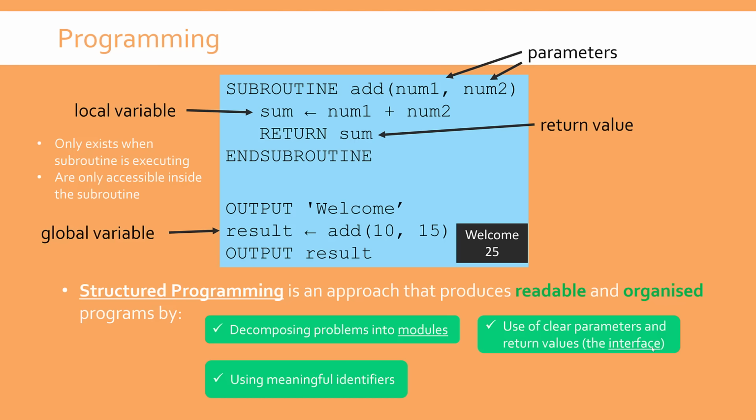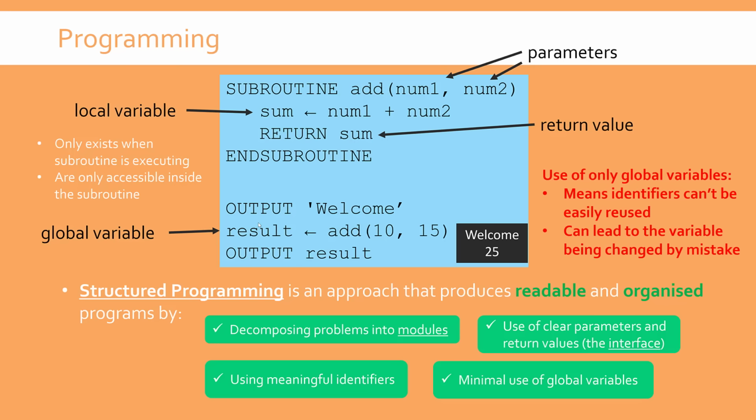A more simple one is use of meaningful names, so making sure things like add and sum and result are sensible, are meaningful. And the big one is trying to minimize use of global variables. So actually having loads of global variables is not a great thing to do.